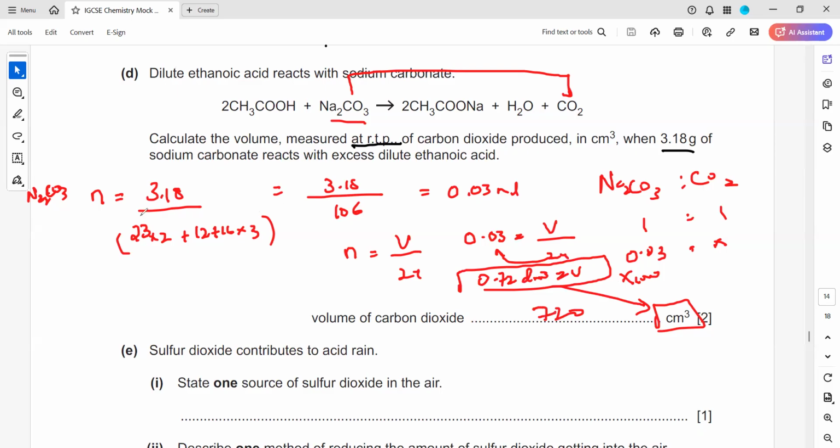So first, you will find the moles of sodium carbonate. From moles of sodium carbonate, you will find moles of carbon dioxide. From moles of carbon dioxide, you will find the volume of carbon dioxide in dm cube. And to go from dm cube to cm cube, you just multiply by 1000.